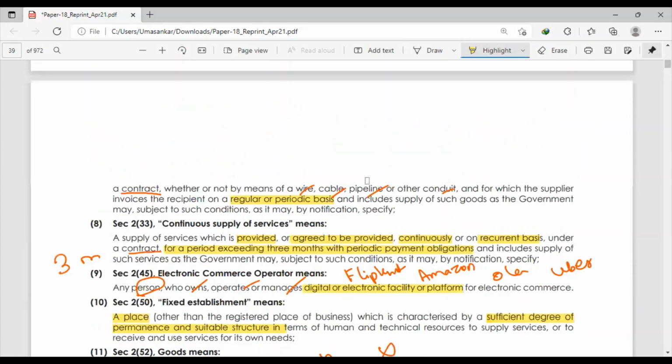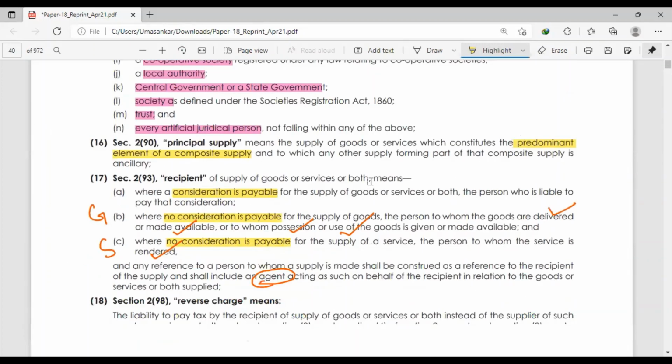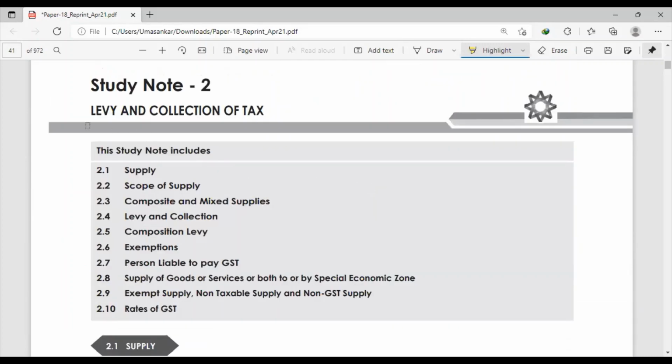I hope you go through the revision of this whole chapter so that it will help you to understand the next study note, because here the basic concept starts from GST: how GST will be levied and how GST will be collected from the suppliers, registered persons, and we'll proceed on this. What is supply, what is the scope, what do you mean by composite and mixed supply, we'll go into depth. Then we'll see what is the composition levy scheme, what are the exemptions, person liable to pay tax, and all those things we will carry on with.